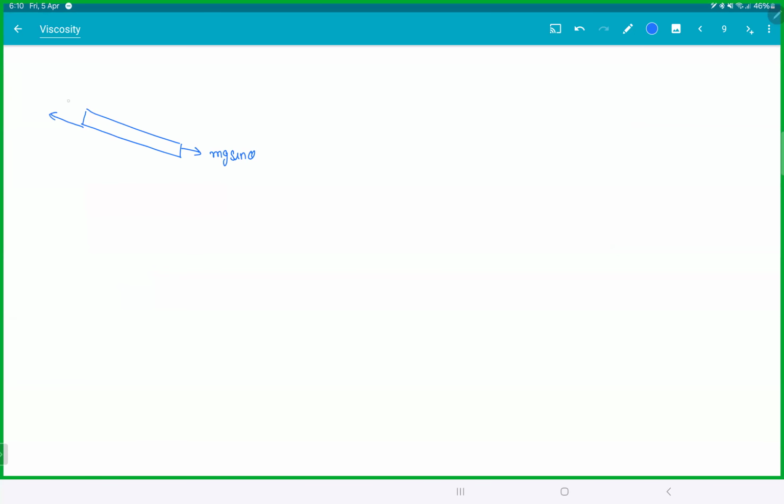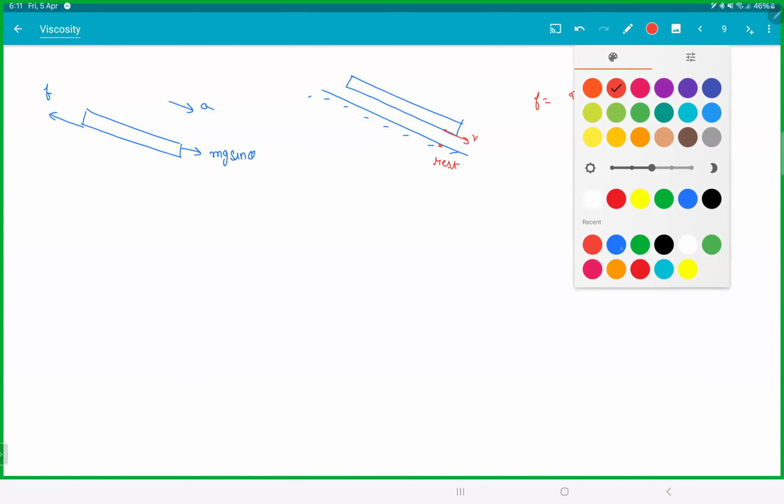Mg sine theta, the viscous force, and the acceleration. And the viscous force will be how much? Now, if you take this layer here, this surface is going with V, and remember this is at rest. So viscous force F will be eta A dV by dz, that is V minus 0 by Z. So that is eta VA by Z. So that's your viscous force, which is increasing with velocity.